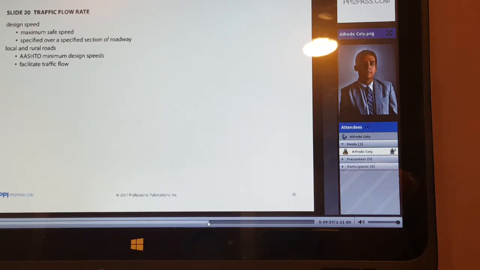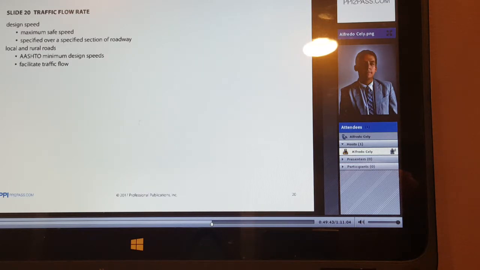Now both AASHTO and HCM will have minimum design speeds. AASHTO will have minimum design speeds based on the geometry of a local and rural road. And the HCM will have minimum design speeds based on the level of service you want to achieve for those roads. And this facilitates the traffic flow in those specific types of roads and facilities. Note that the design features of the roadway will govern the design speed.